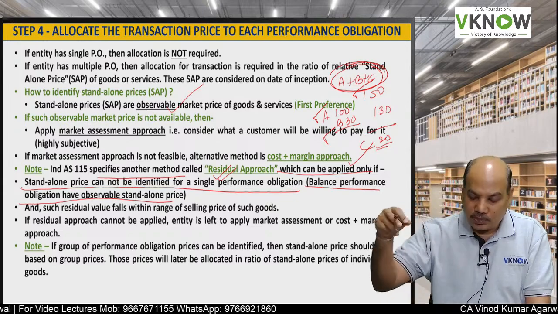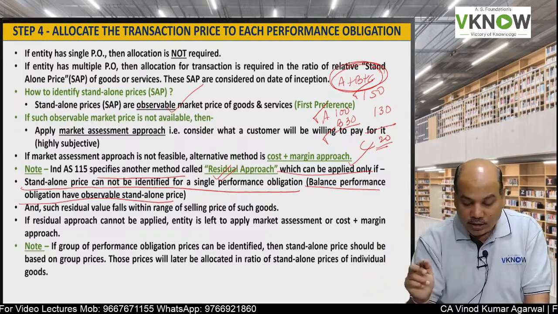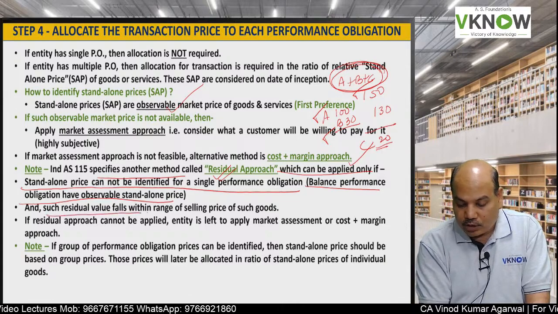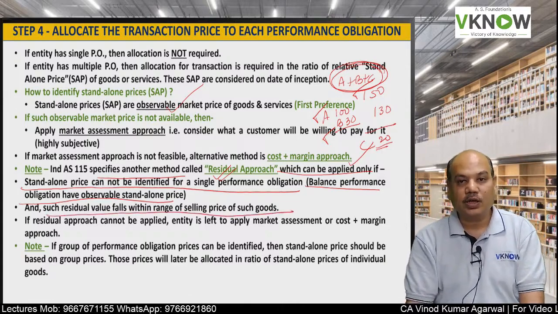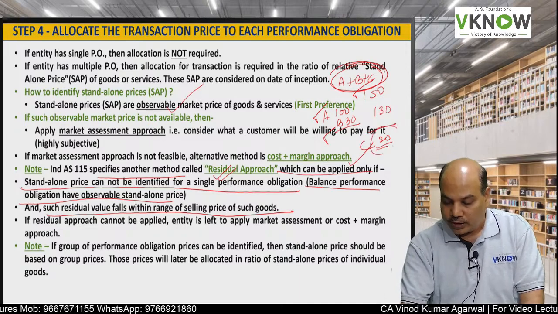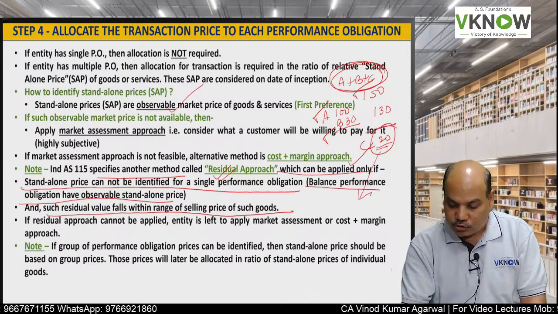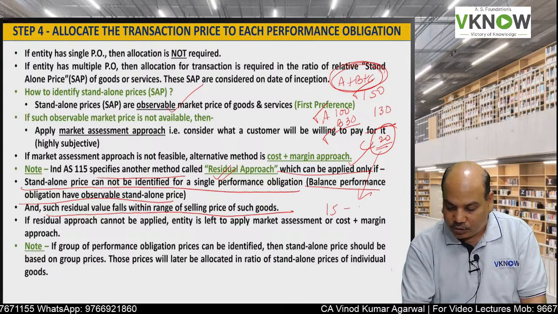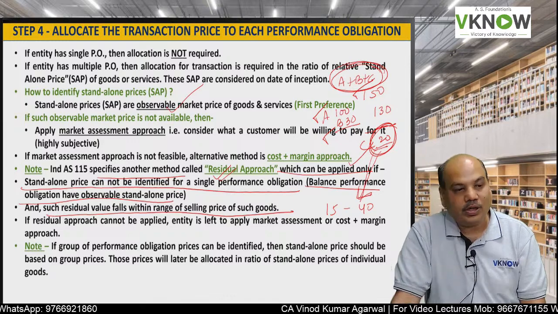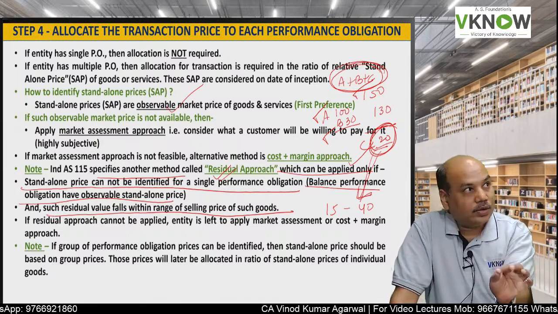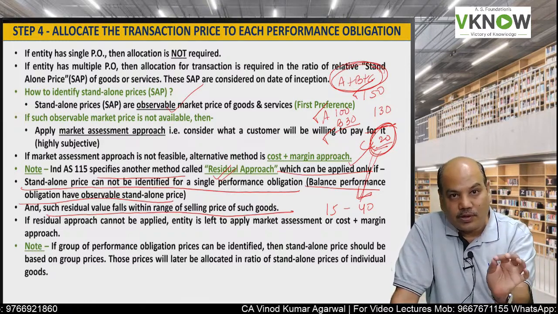Then only we can apply the residual method. And the next thing, such residual value should fall within the range of selling such goods. 20 rupees should be in the range of selling such goods. Suppose C is sold somewhere in the range of 15 to 40 rupees. This 20 comes between 15 and 40. Then I can take 20 rupees as the residual price for C.